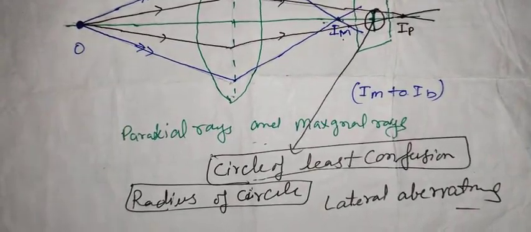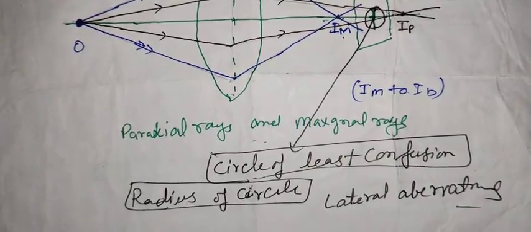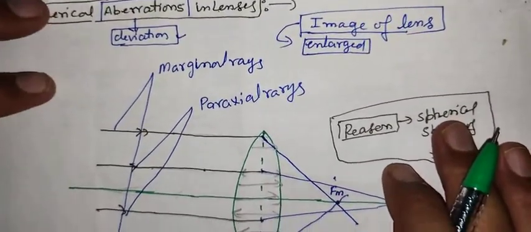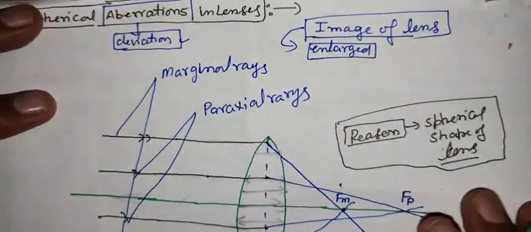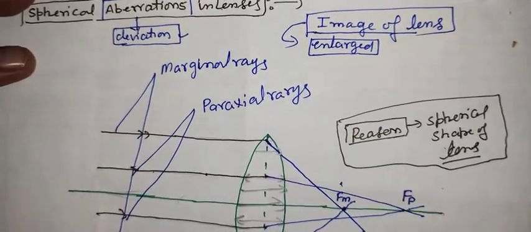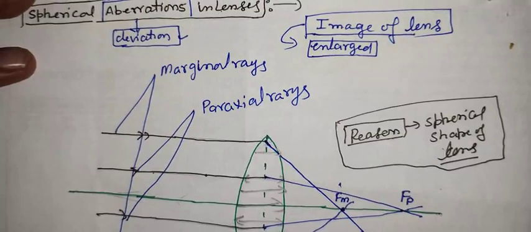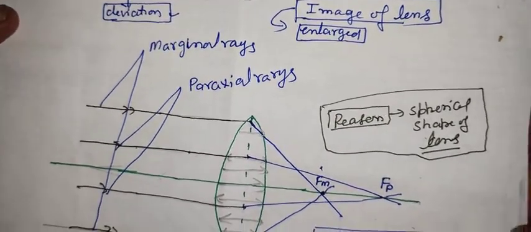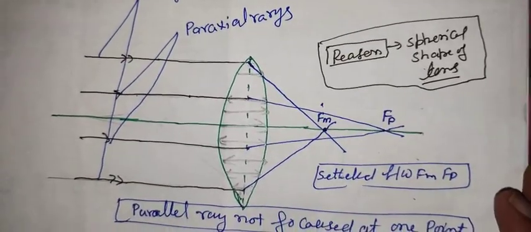So this is the whole topic, spherical aberrations in lenses. We will see how we can remove the phenomenon of spherical aberration in the next video. This is for the topic only. Thank you and have a nice day.